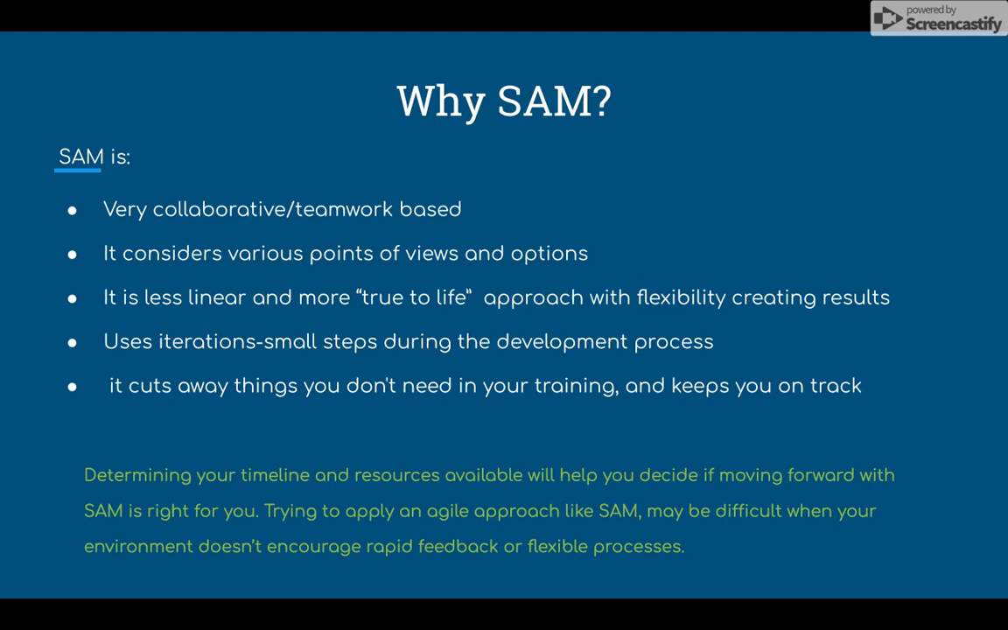So, how do you know if you are ready to leave ADDIE for SAM? Determining your timeline and resources available will help you decide if moving forward with SAM is right for you. Trying to apply an agile approach like SAM may be difficult when your environment doesn't encourage rapid feedback or flexible processes.